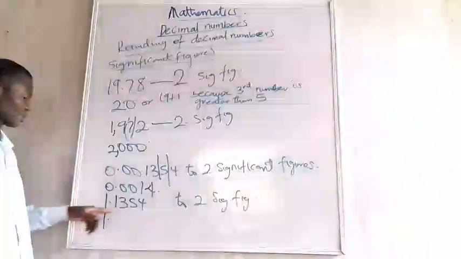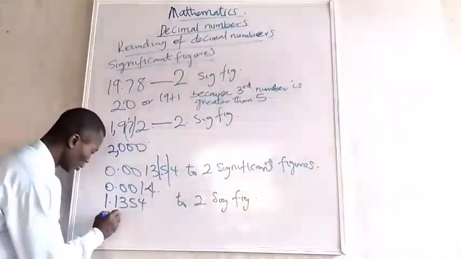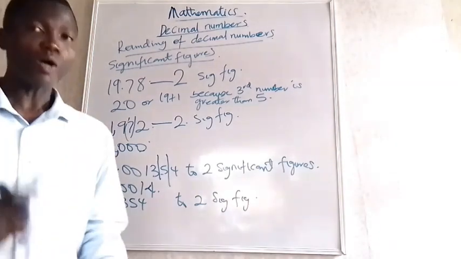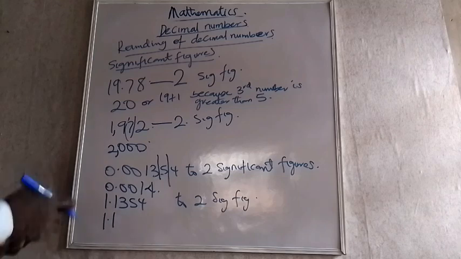So the number after the 1 is less than 5, so it will be 1.1 to 2 significant figures. So you can see, always take note of that. With practice, you will easily get all these things. You have to go through exercises, and it is fun. You don't need any calculator or anything to convert to significant figures.